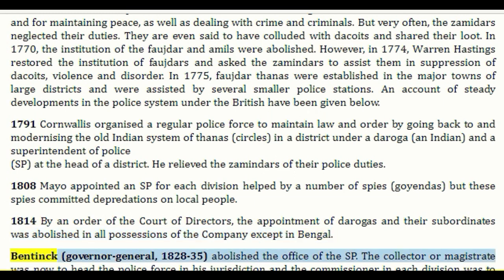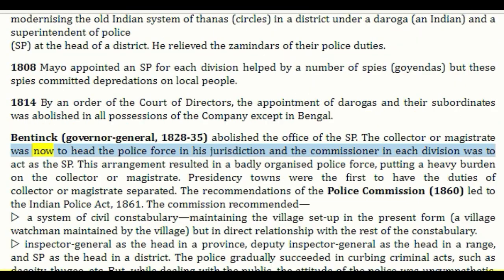Bentinck, Governor General, 1828 to 1835, abolished the office of the SP. The collector or magistrate was now to head the police force in his jurisdiction, and a commissioner in each division was to act as the SP. This arrangement resulted in a badly organized police force, putting a heavy burden on the collector or magistrate. Presidency towns were the first to have the duties of collector or magistrate separated.